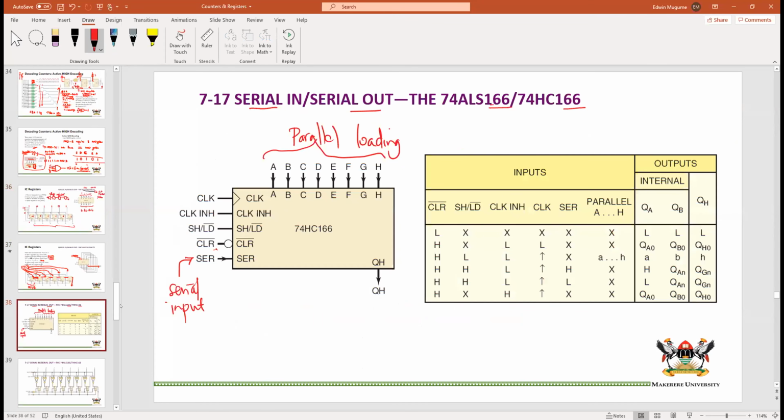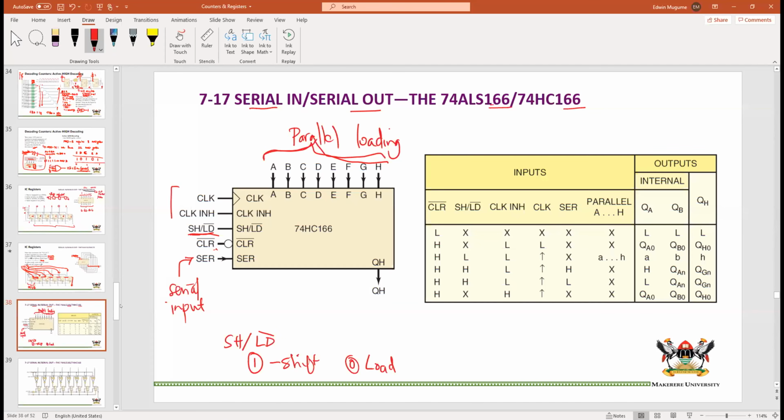And so here we have a shift and a load, parallel loading command. If this is fed with a 1, it means we are going to shift. If it's fed with a 0, we are going to load. So if you are shifting, you should have a high here. And if you want to parallel load, meaning that you have provided some inputs there and you want to feed them into the register simultaneously, then you put a 0 and you load the flip-flop.